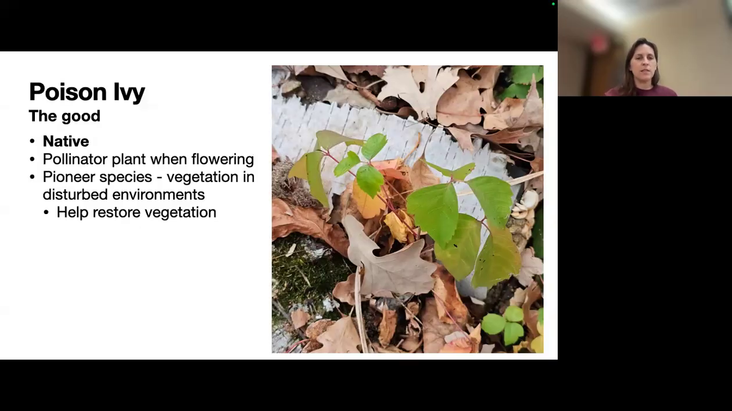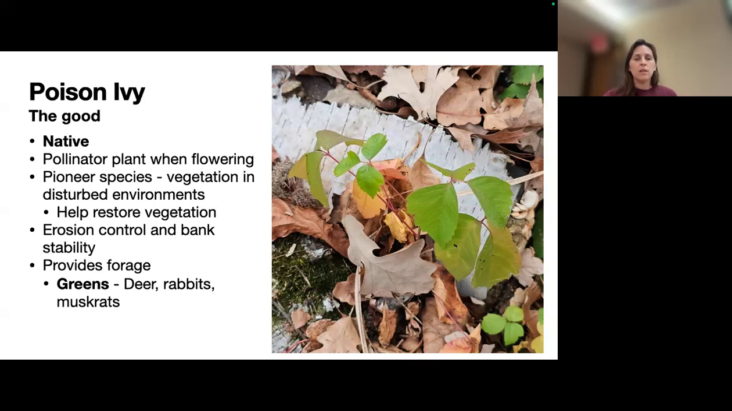However, it is really aggressive. And so, like I mentioned, erosion control and also bank stability. Any of those steep banks leading down to the lakes or to the rivers, it grows really well right there, and it prevents erosion from happening. And it also provides quite a bit of forage. The greens are eaten by deer, rabbits, and muskrats. And the berries are a really great food source for birds, especially in the fall and winter.